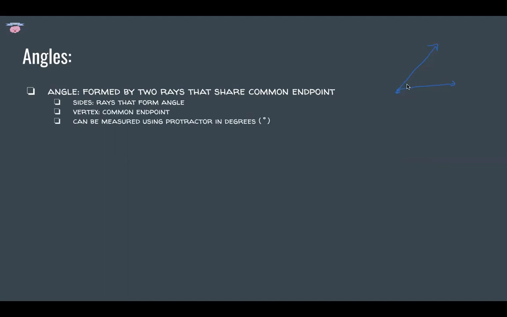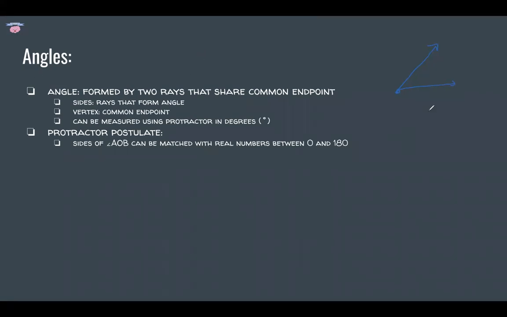We saw earlier that perpendicular lines form 90-degree angles. That's the degrees. The protractor postulate says that the sides of angle AOB can be matched with real numbers 0 through 180. So this can have 0 and this can have 30. And the second part of the protractor postulate says that the measure of the angle is the absolute value of the difference between them. So this is 30 degrees.